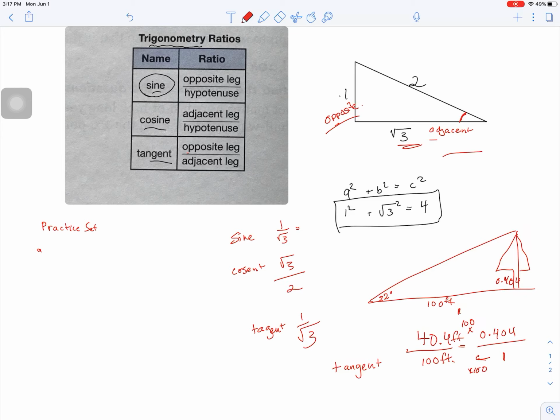A asks, what is the opposite leg over the adjacent leg? So if we look over here, that would be a tangent. Okay. B says, what is your opposite leg over your hypotenuse? That would be a sine. And of course, C says, what is the adjacent leg over the hypotenuse? And that's a cosine. So you're going to have to learn how to use these on your calculator. We're going to go through that in a little bit.